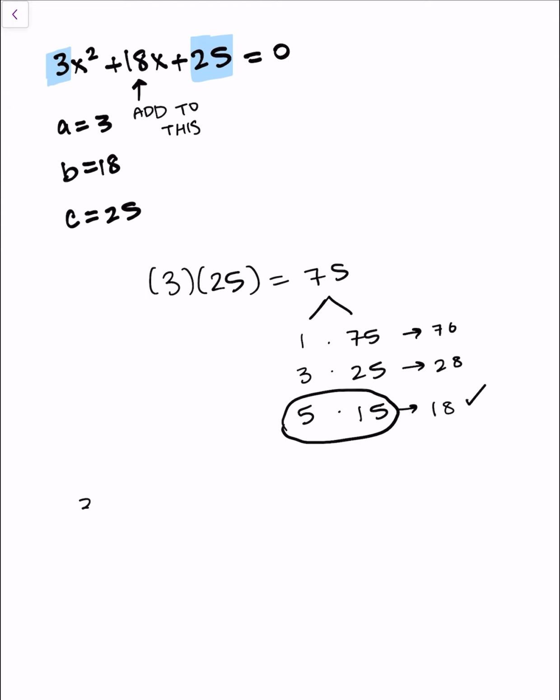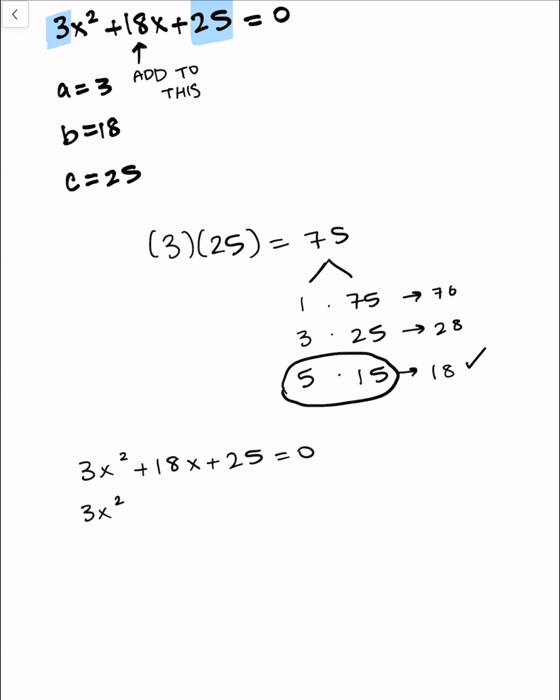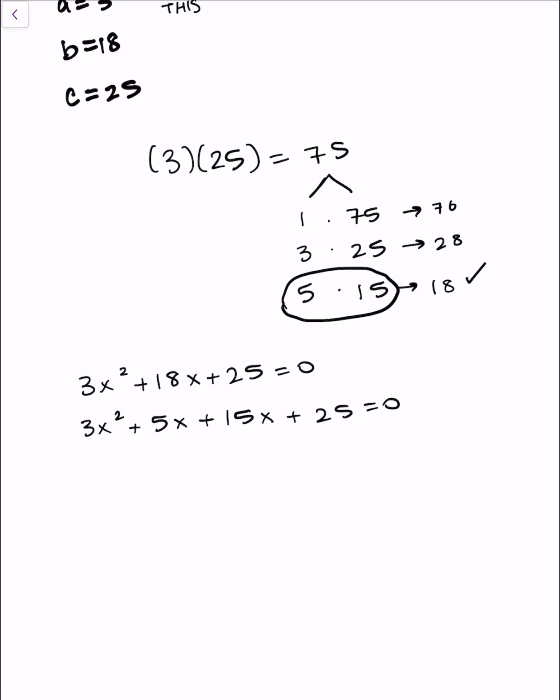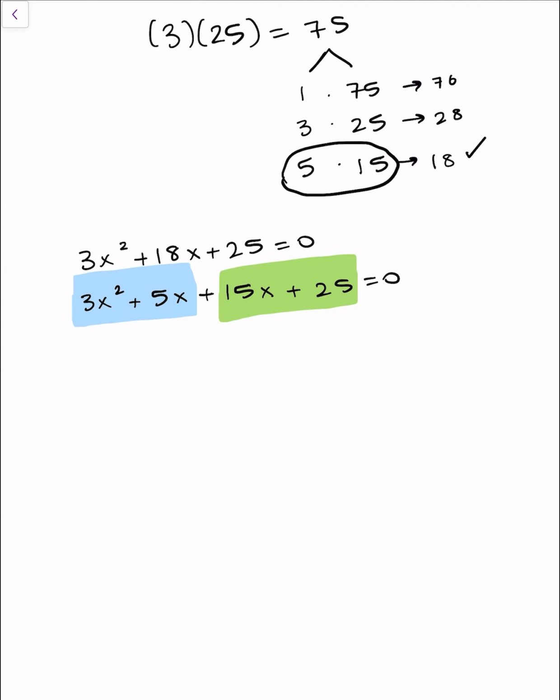Now I'm going to rewrite the original equation. We started with 3x squared plus 18x plus 25 equals 0. And now I'm going to rewrite this as 3x squared plus 5x plus 15x plus 25 equals 0. Next, I'm going to split this up into two chunks. The first chunk is this blue section, which includes the first two quantities, and the next chunk is the last two quantities.